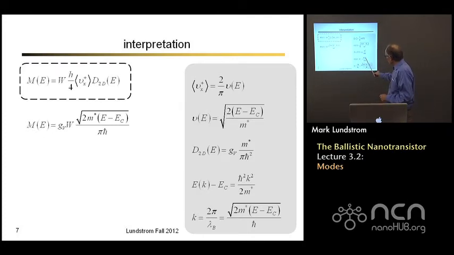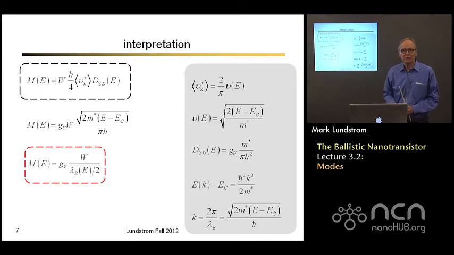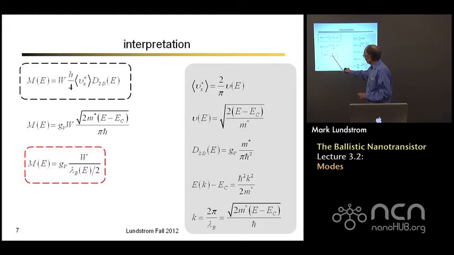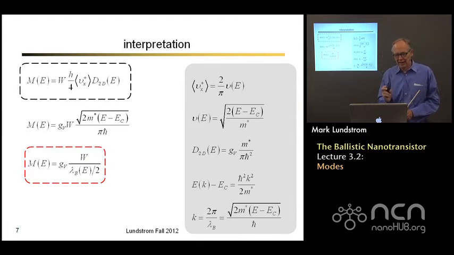So if I solve this expression for k, I see that what I'm solving for is the electron wavelength. So let me take this expression, plug it back into my expression for M, and re-express M in terms of the electron wavelength. Now we get a really simple looking expression. The number of channels is the width of the channel divided by the half wavelength of electrons at that particular energy. Okay, that's beginning to look like something we should be able to interpret physically.